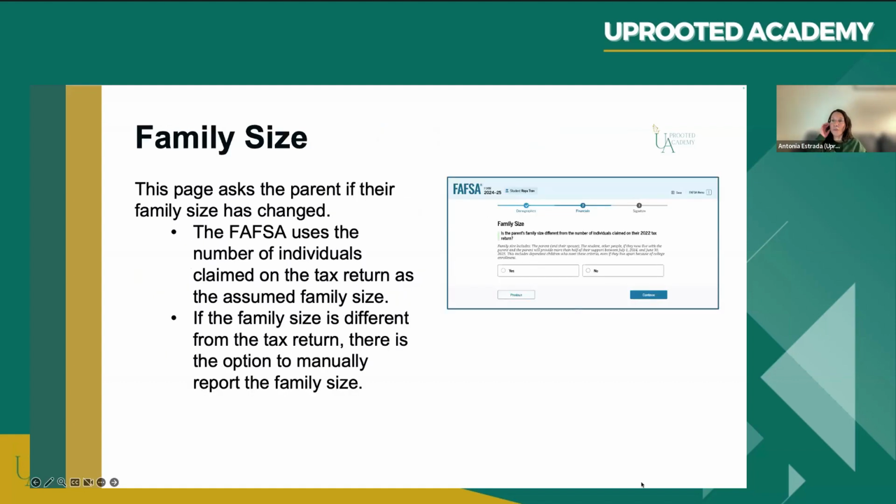Next question has to do with family size. So this page asks the parent if their family size has changed. The FAFSA uses the number of individuals claimed on the tax return as the assumed family size. If the family size is different from the tax return, there is the option to manually report the family size here. A common reason that the family size might be different than the tax return is due to the birth of a child. Remember, this is the 2022 tax return. We're filling it out now in 2024. So that could be a reason, or another reason is a divorce arrangement. So if the family size has changed, you have the option to manually enter it.